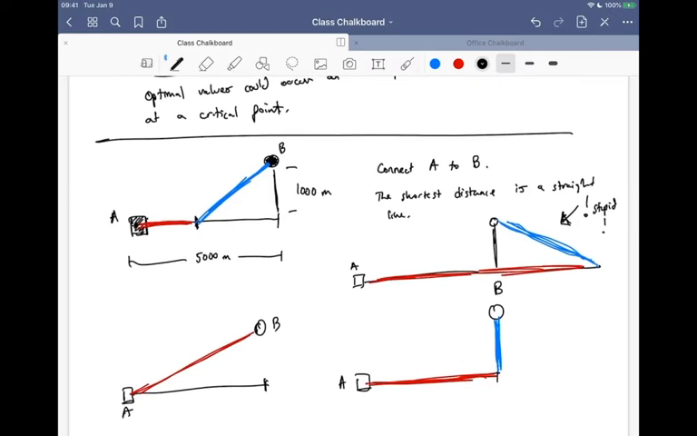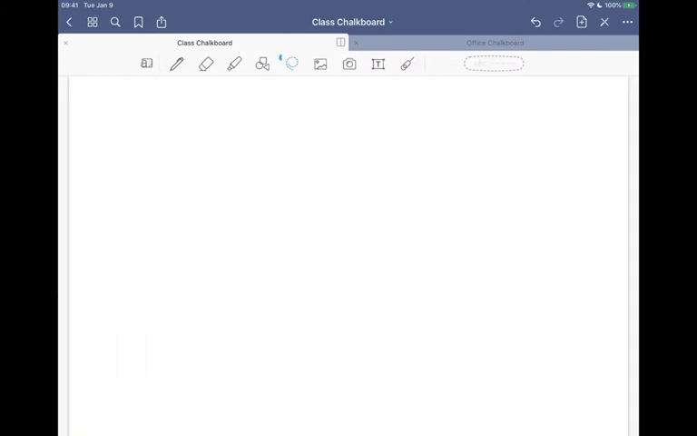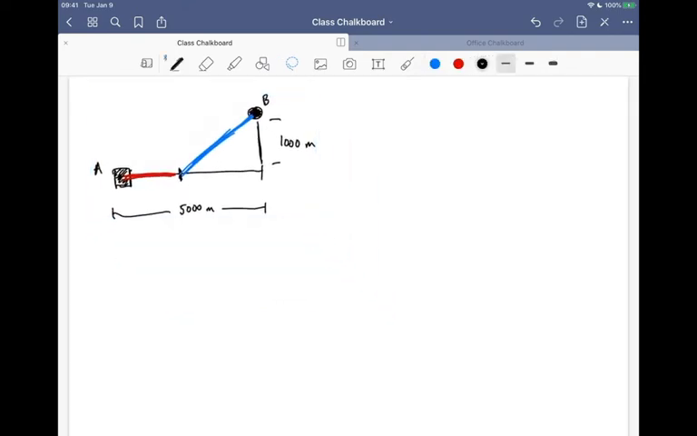Okay, so let's take the picture here, and I'm going to copy this over to the next page. And then of course give the actual rest of the problem. So the problem is that the land cost and the water cost are different. The land cost is $50 a meter, and the water cost is $130 per meter.